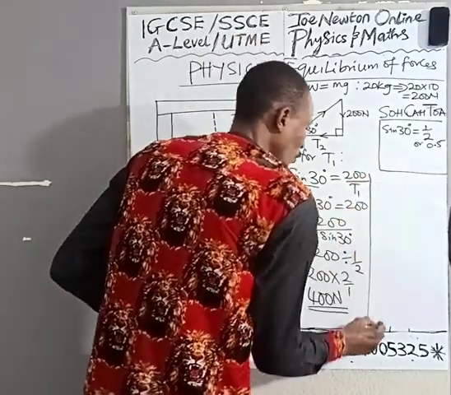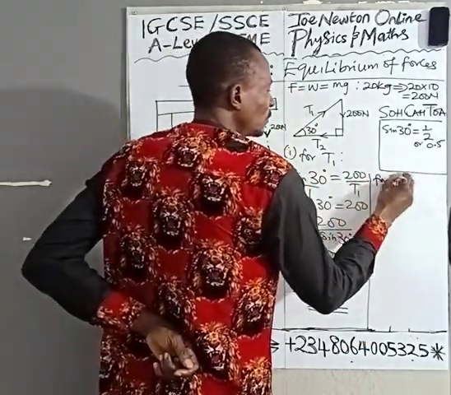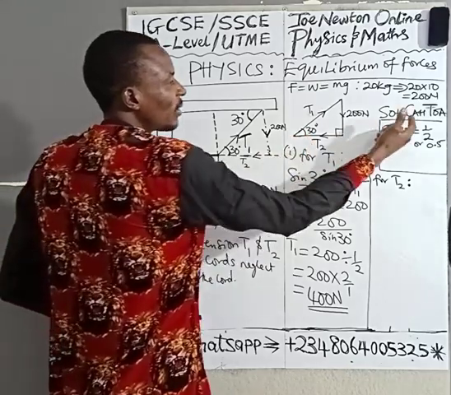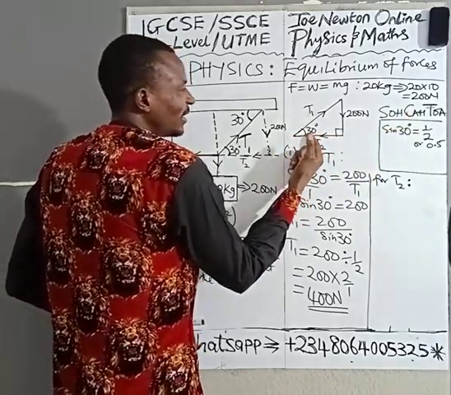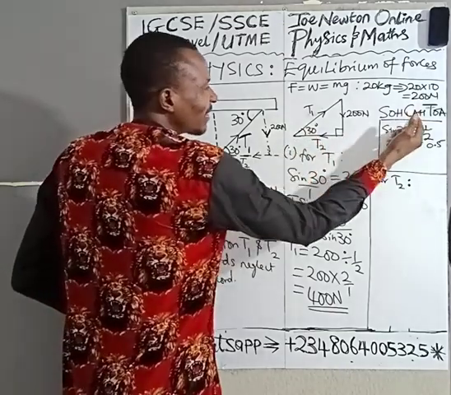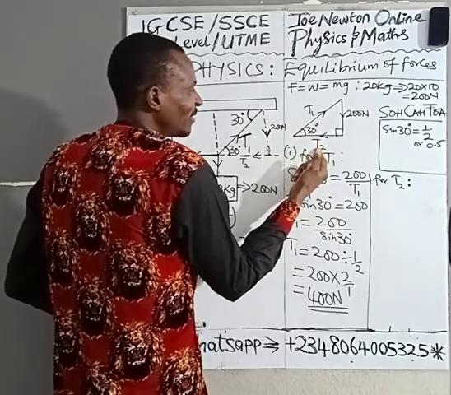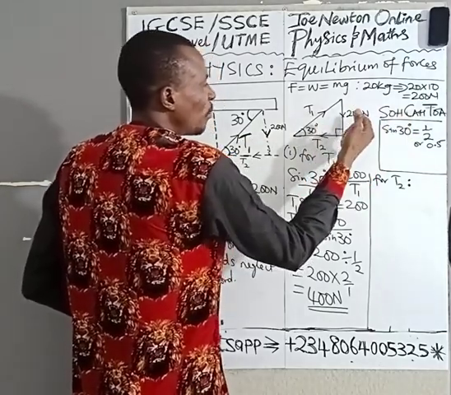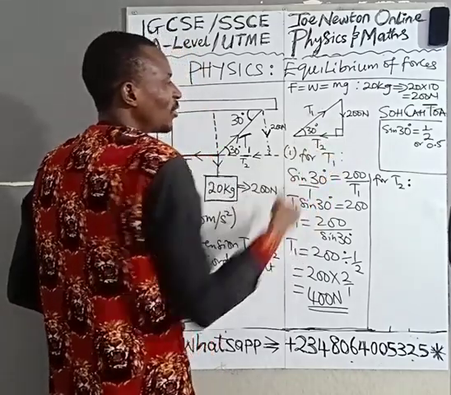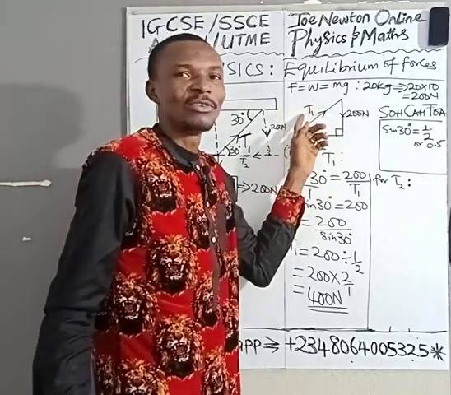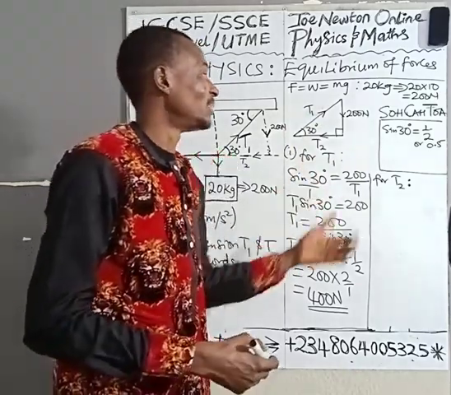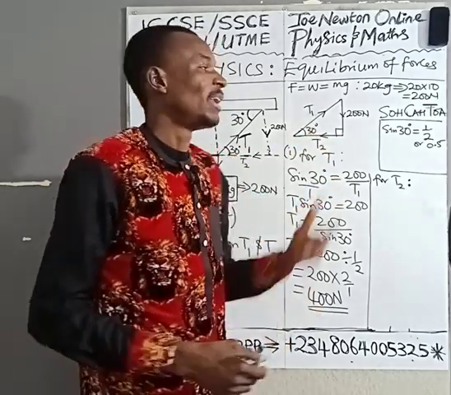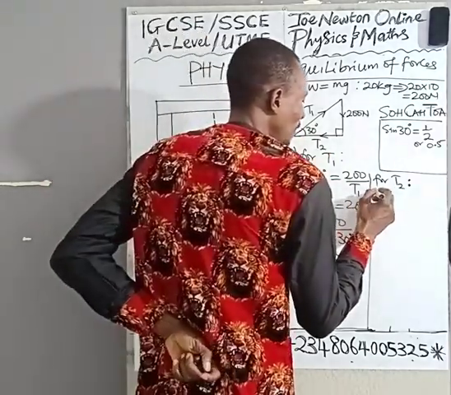Good. Let's work out our T2 here. For T2, we check cosine. Cos 30 is adjacent over hypotenuse. Tangent 30 is opposite over adjacent. So you can see that we can either use cos or tangent to find the other side, which is T2. But let's use cos.